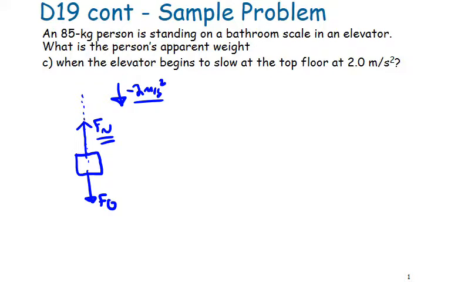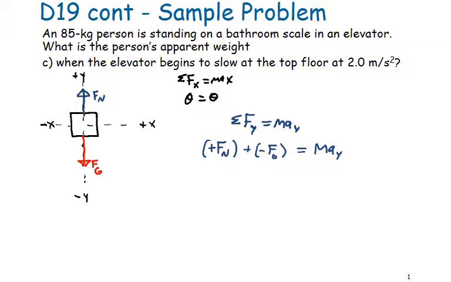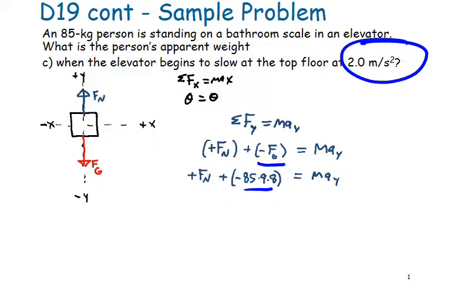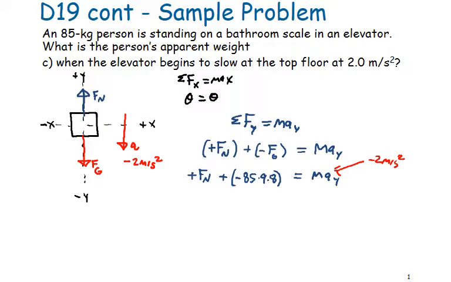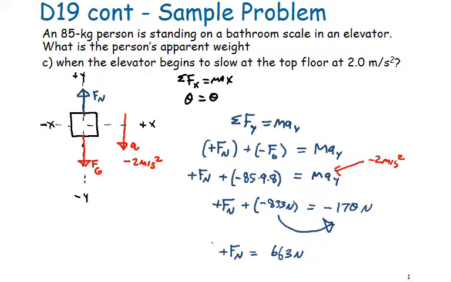Okay, so we've got our force of gravity. We know the acceleration is negative, and that's going to be a really important thing to recognize here. If it's slowing, the motion is going upwards, so therefore, the acceleration is downwards. And it turns out the apparent weight is only 663, much less than we saw before. That's because the acceleration is downward, and you feel a little bit weightless. Not completely weightless, but less than before.